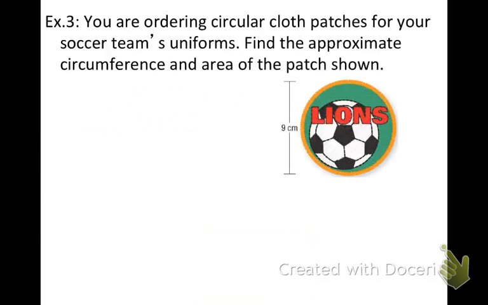Okay, here's a circular patch, and you want to find the approximate circumference and area of the patch shown. In order to find circumference and area, it will be important to figure out the radius. Now this 9, we can redraw that 9 centimeters here through the middle of the patch. We can see that that's the diameter, 9 centimeters, which tells us the radius is going to be 4.5 centimeters.